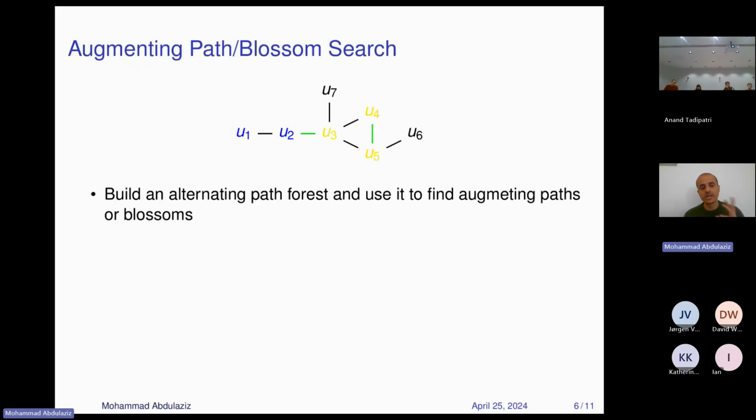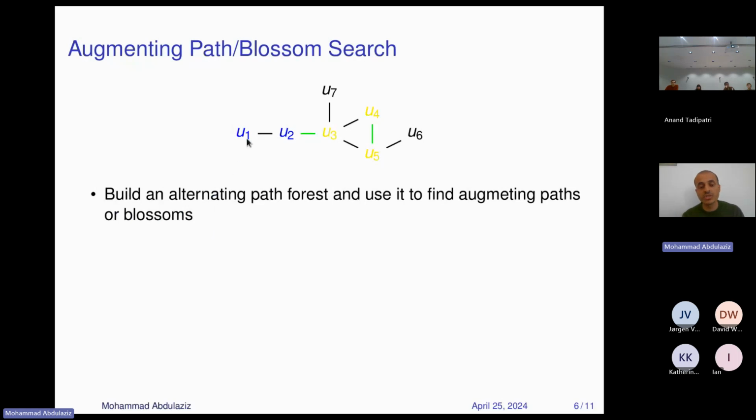And the last thing is actually, how do you find these odd cycles or augmenting paths? I will have to just try and give you a brief hint of how that works, because we don't have the time to go into details. But basically, instead of doing a breadth first search or a depth first search, which both will not work as I showed earlier, you do something else, which is that you construct a forest from all vertices that are not in the matching. It's called an alternating path forest, and then you use that forest to find paths or blossoms, augmenting paths or blossoms.